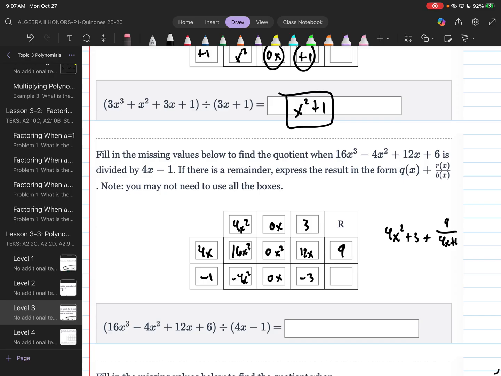Mine popped up on your computers, but I got 4x cubed plus 3 plus 9 divided by 4x plus 1, plus one, minus one. Is it minus 1? Oops. See, I would have gotten that wrong. I would have been a YWA kid.